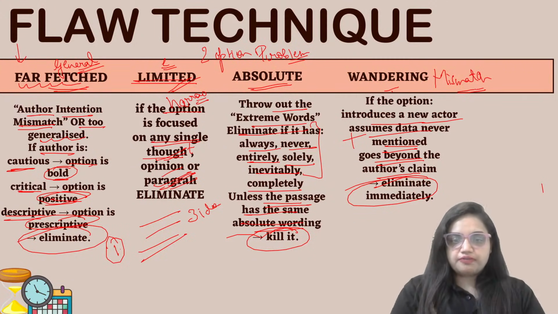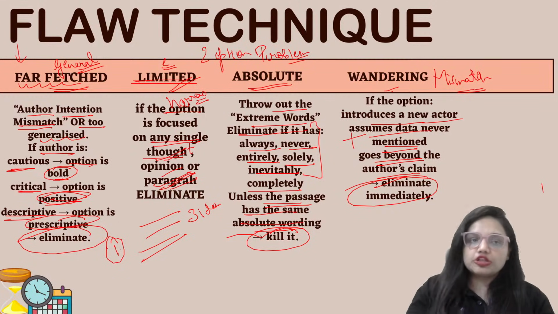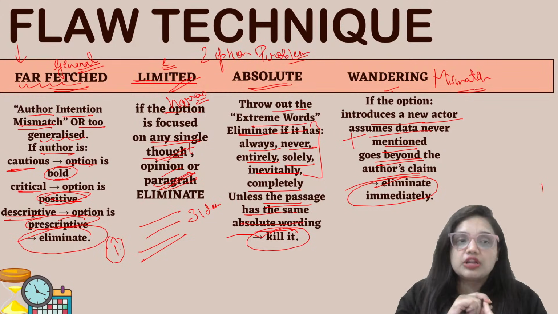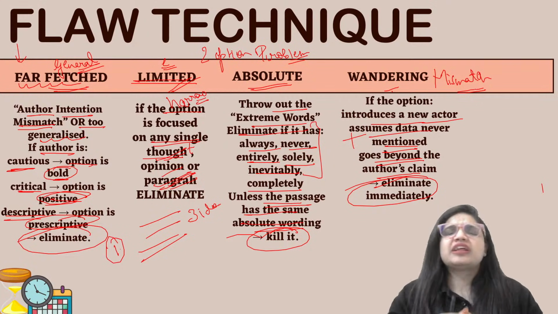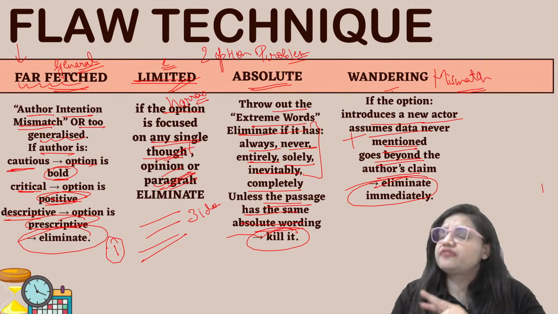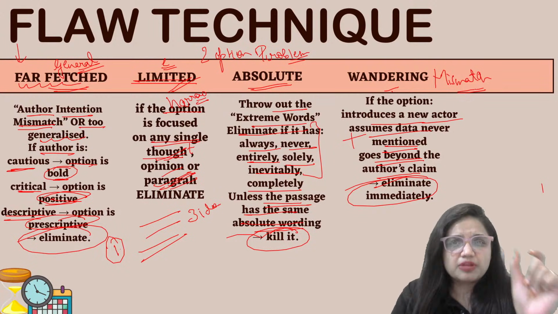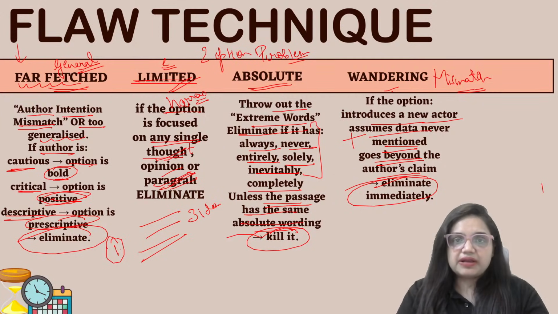So this was all from my side. Am I clear with it? F means far-fetched. You are going to eliminate all the options which are too bold, or which are not at all mentioning the things that are mentioned in the passage. They are mismatching with the author's tone and intention, or are very much generalized statements. Secondly, you are going to eliminate the options which are very narrow, talking about a particular topic mentioned from a small paragraph in the passage, focusing on any single idea given in the passage.